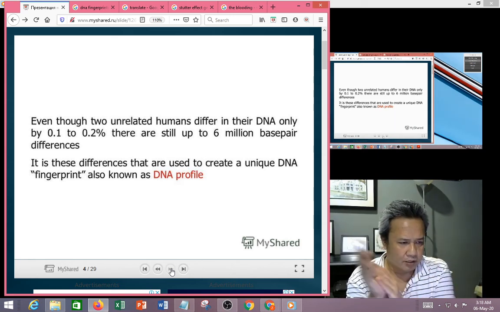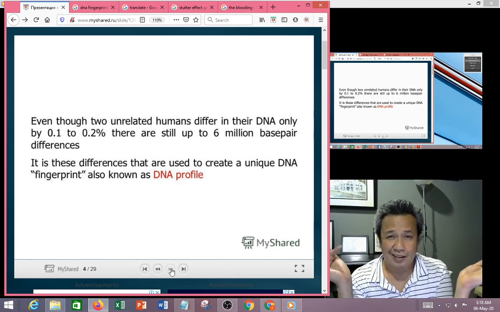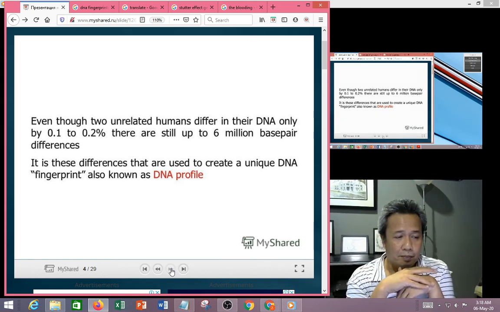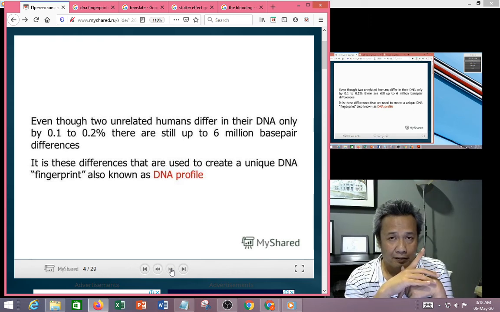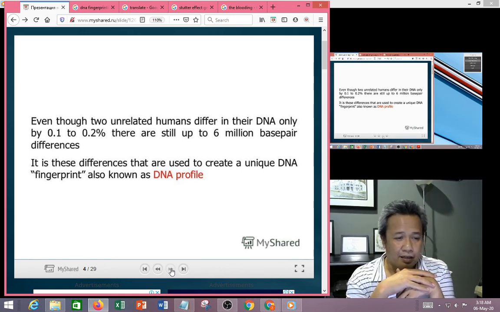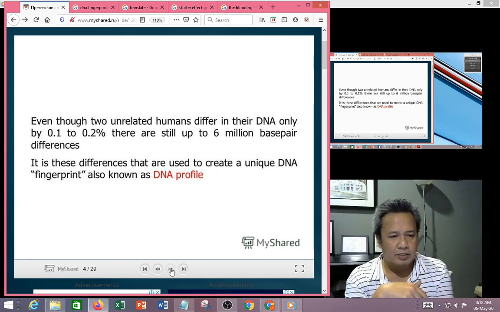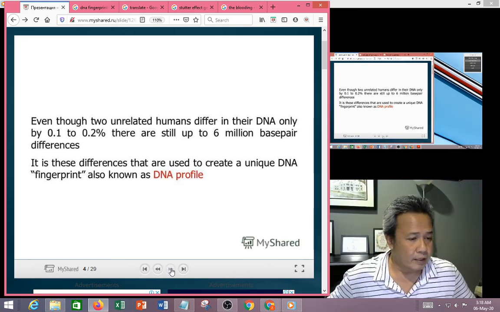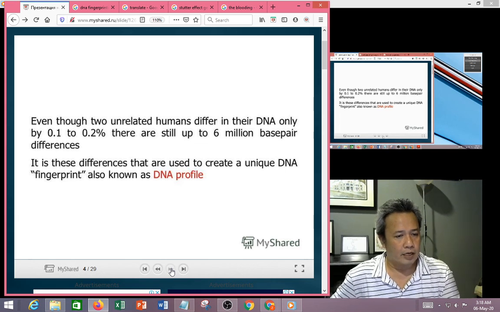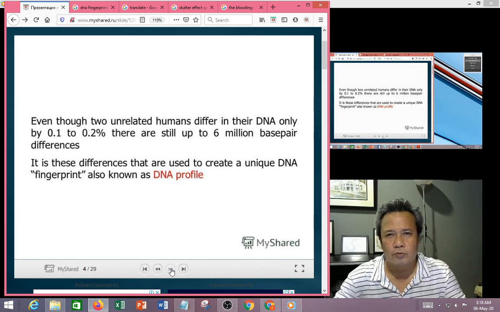This is the justification. Between humans, we are 99.9% similar, but that 0.1% out of 3 billion is a lot. It's about 3 million base pairs that are still different, that can be used as a telltale identification system. It says here there are still about 6 million base pairs different. They're talking about base pairs, and when I say 3 billion, that is the haploid genome. So you can do a fingerprint. Now you may want to read up on that.